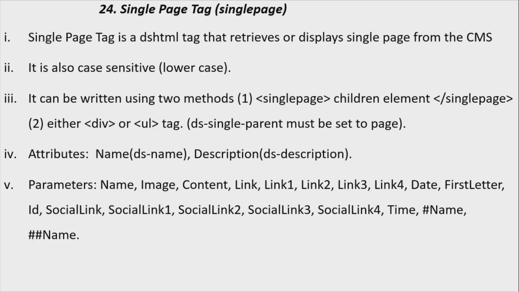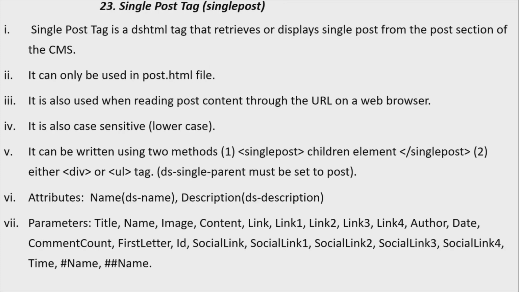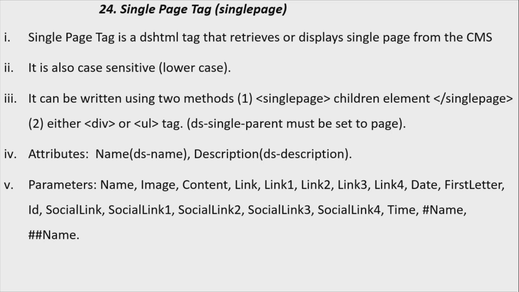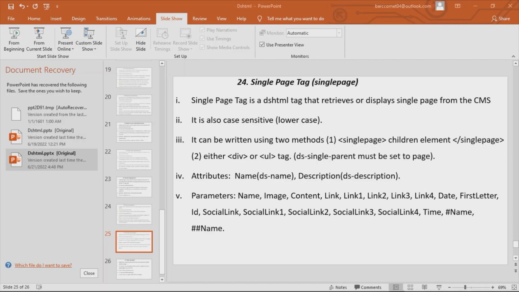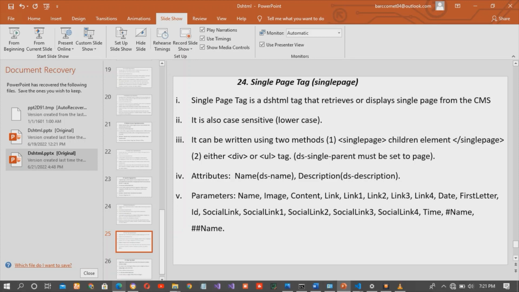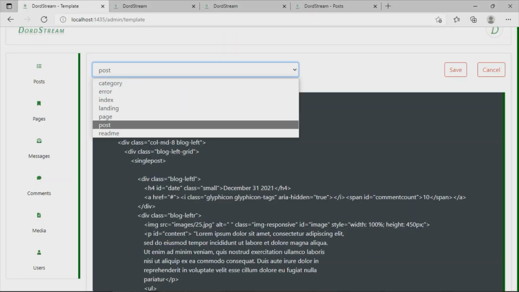The second method is that we can make use of the single parent. When we use the single parent, we change these parameters to attributes. It's just the same way we wrote recent post, and everything is the same, just that in the recent post we use DS parent, but in single we use DS single parent. We specify it to post so that we display the particular post.